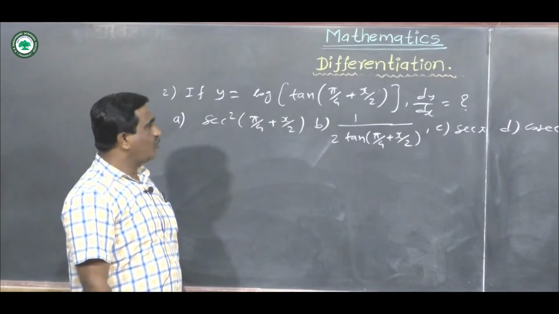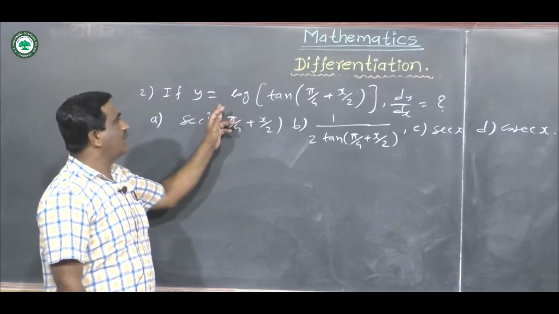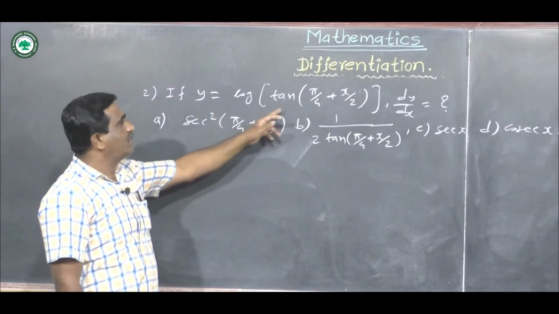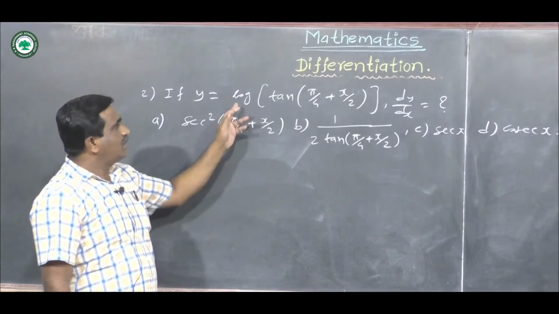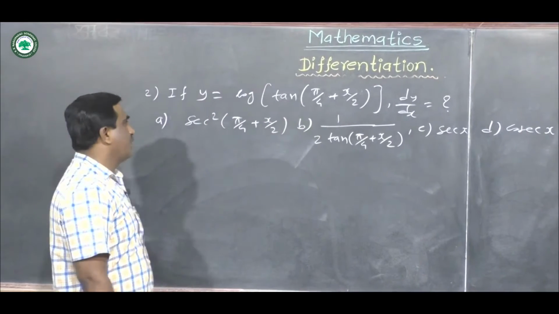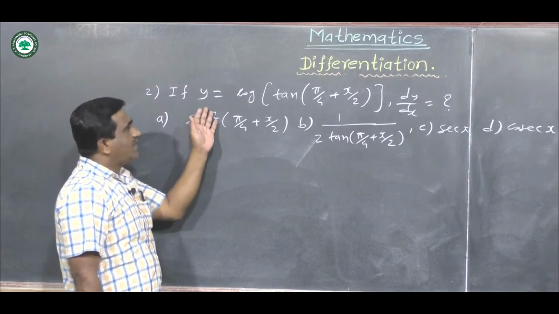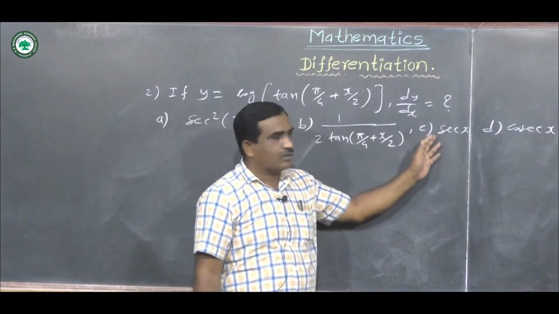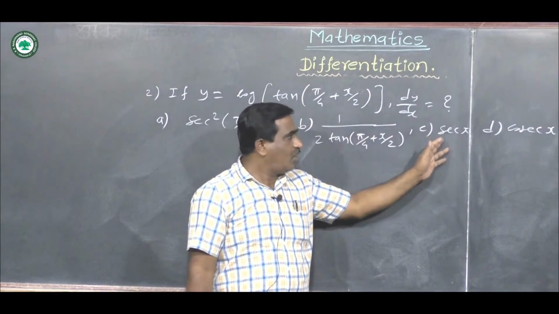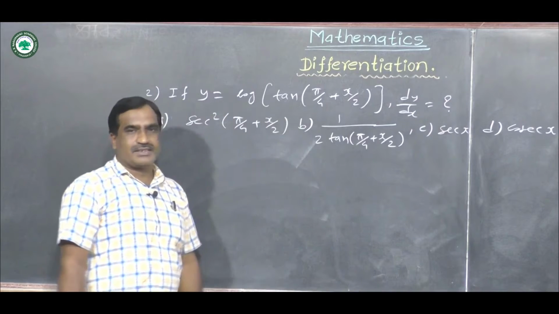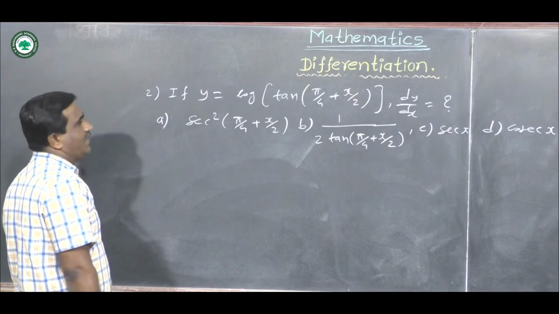Okay, here also we have to solve this example. We have to find derivative for this composite function. This is a double composite function. Now correct answer for this example is option C, sec x. How to obtain this answer sec x? We see here by finding derivative.